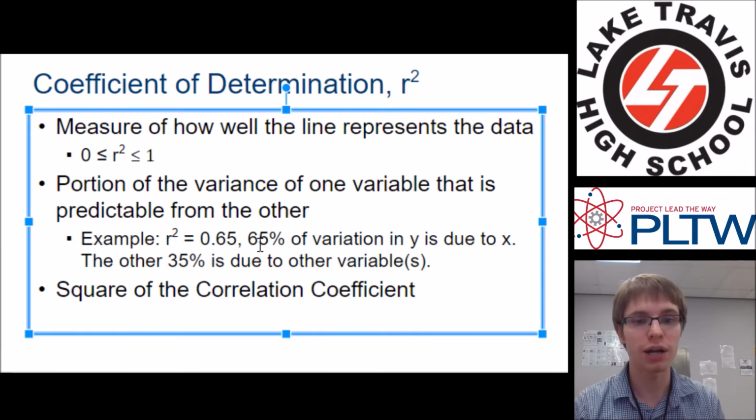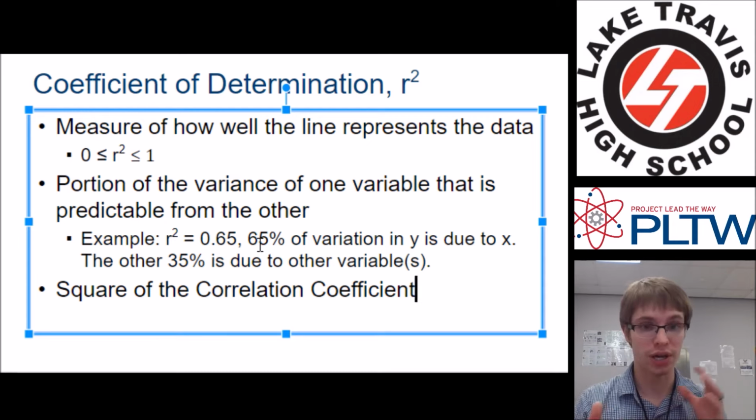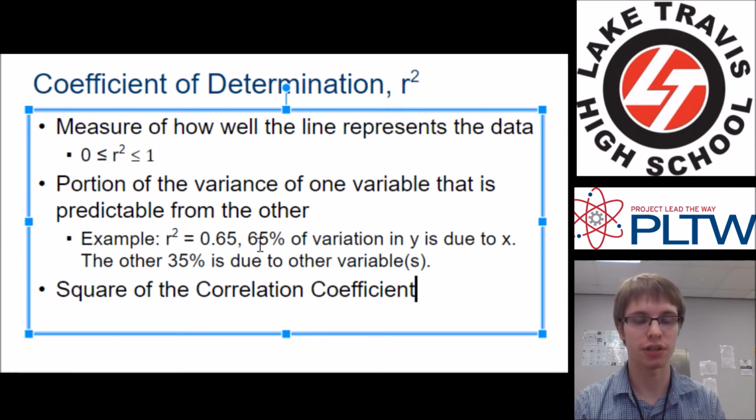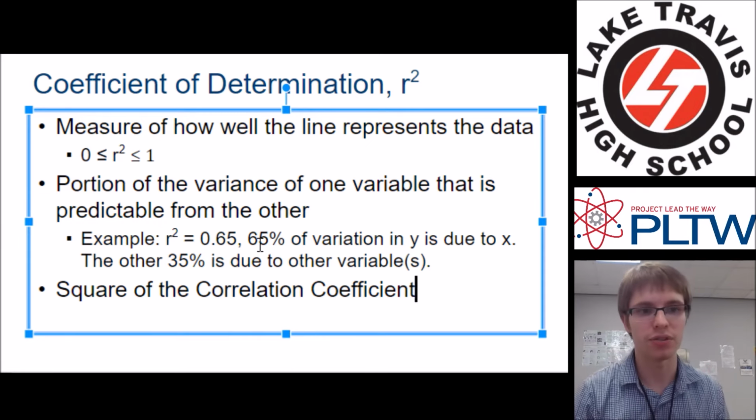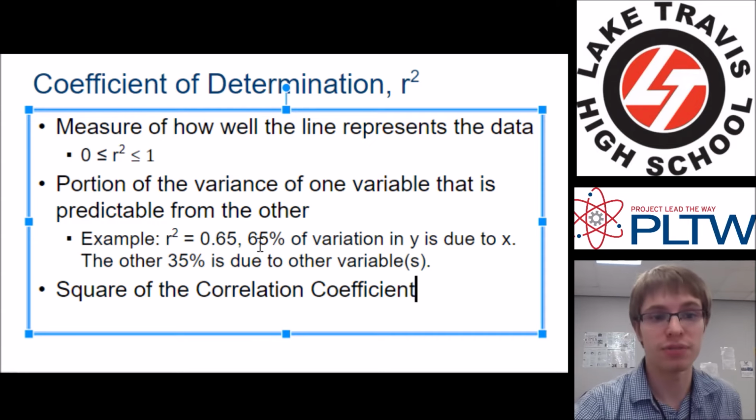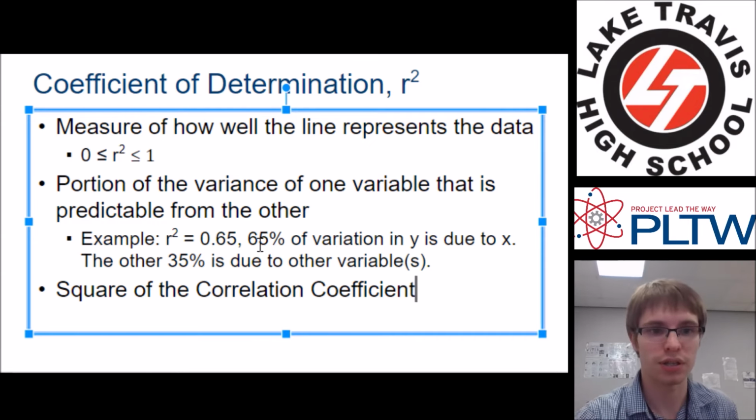You know, we have lots of complicated relationships. We have lots of changes in our world. We have very, very interesting, very complex relationships between lots of different variables. You have multivariate systems going on. And so maybe only 65% of the variation is due to x.